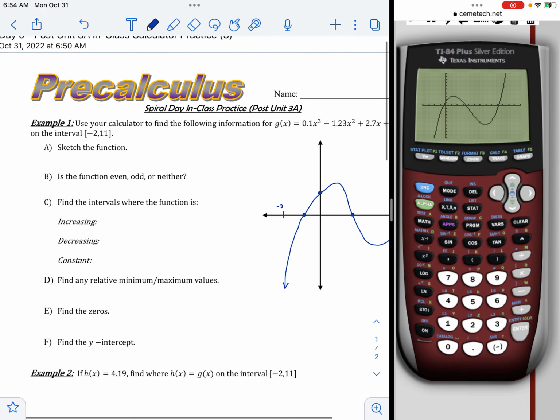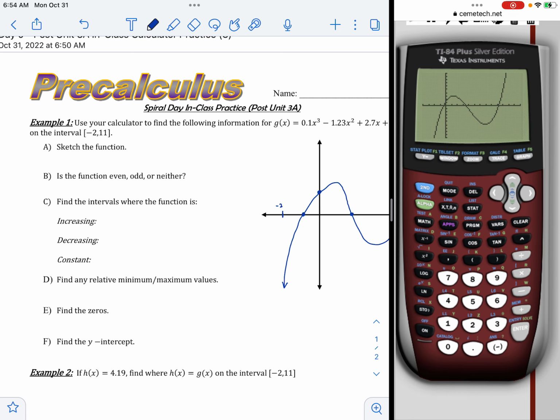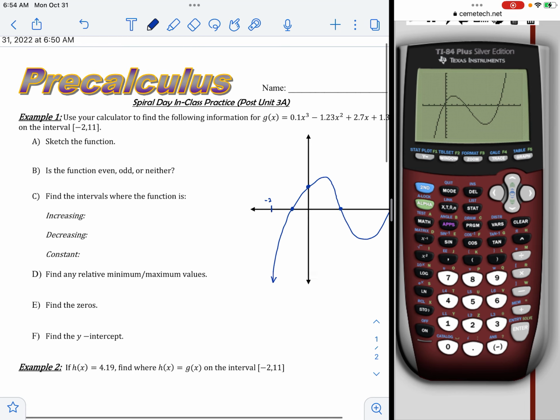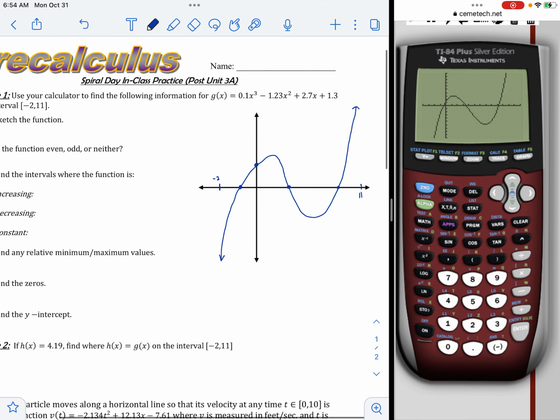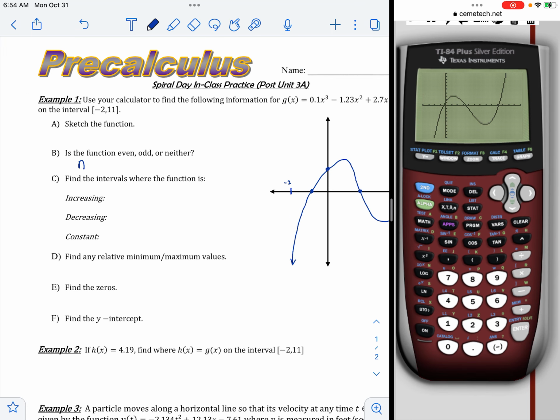All right, let's see what it's asking me for. Sketch the function. Done, did that. Is the function even, odd, or neither? So remember, if it's even, it's reflected over the y-axis. If it's odd, it has 180-degree rotational symmetry about the origin. Neither of those things are happening, so this is neither.